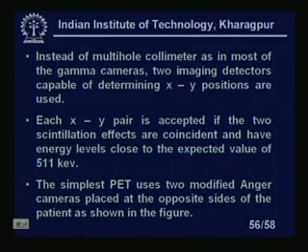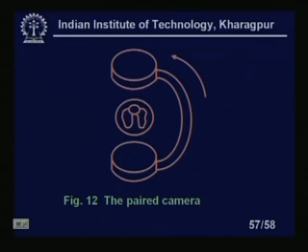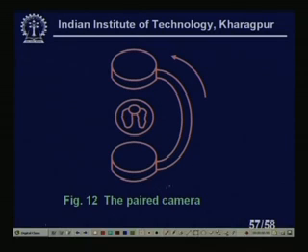The simplest PET uses two modified Anger cameras placed on opposite sides of the patient as shown in the following figure. Okay. So, you can see this is a paired camera, and how it is rotating. Okay. So, it continuously rotates in these directions. So, the patient will be covered by two Anger cameras.